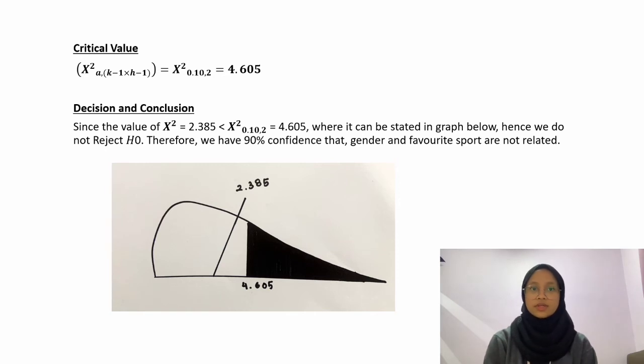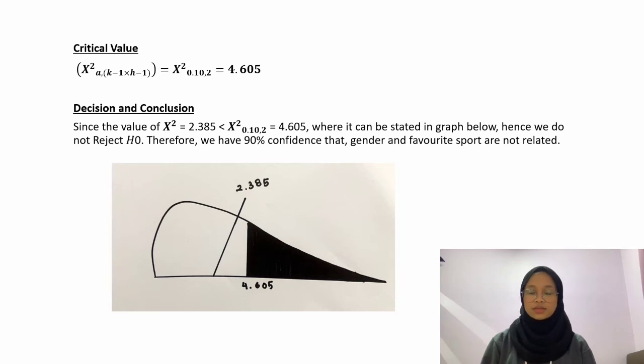Next, critical value. Chi-square alpha, k minus 1 times h minus 1, equal to chi-square 0.1, 2, and we can get from the table, which is 4.605.